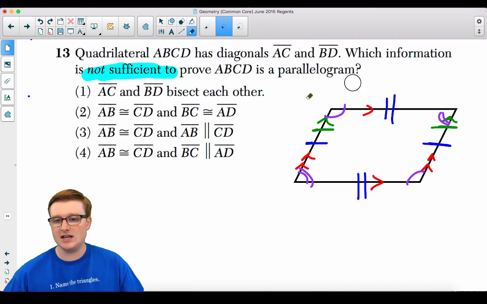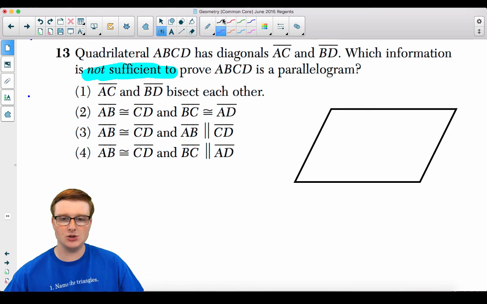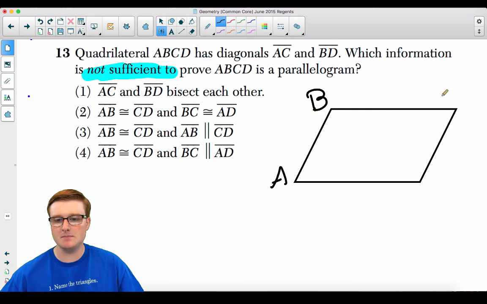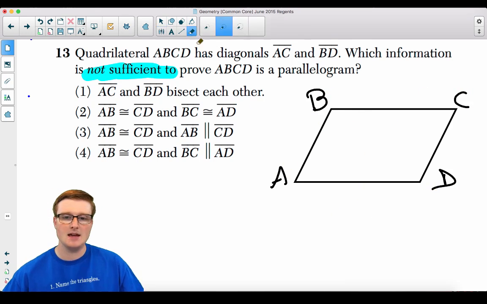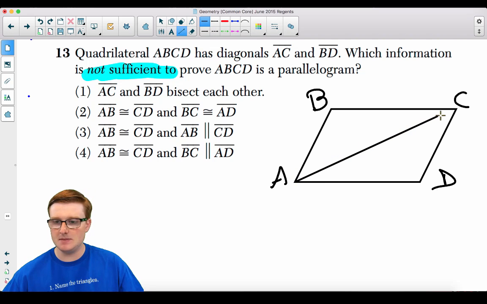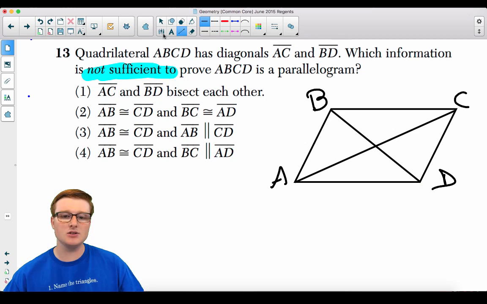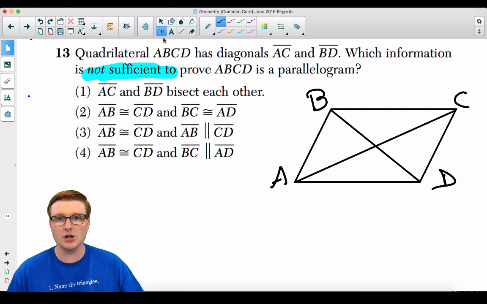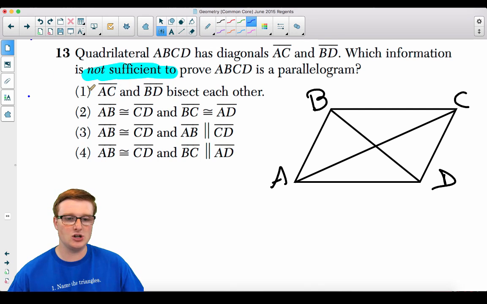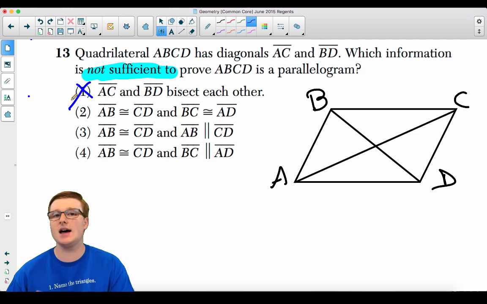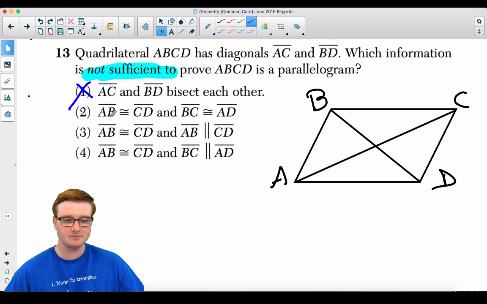Well, let me just get rid of all this stuff and I'm going to start labeling. So we have A, B, C, and D. It says that AC and BD bisect each other. Well, and I did forget to mention this, do diagonals in a parallelogram bisect each other? Absolutely they do. They definitely bisect each other. So that proves a parallelogram. We're trying to find the one that's not sufficient to prove that it's a parallelogram.